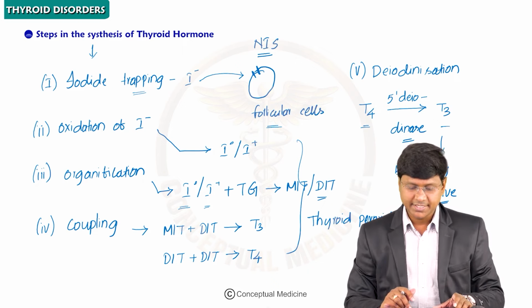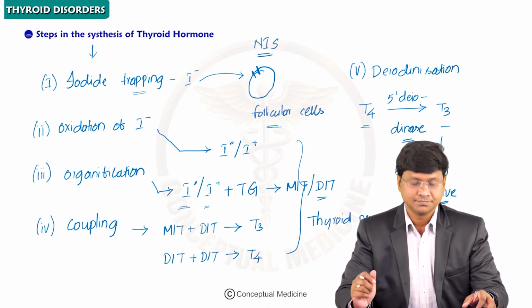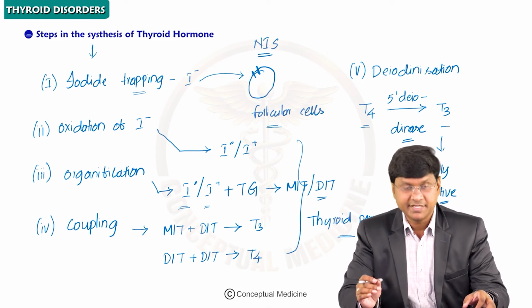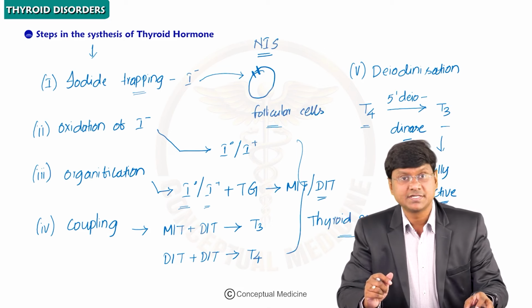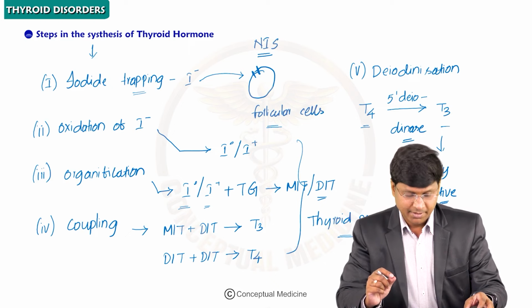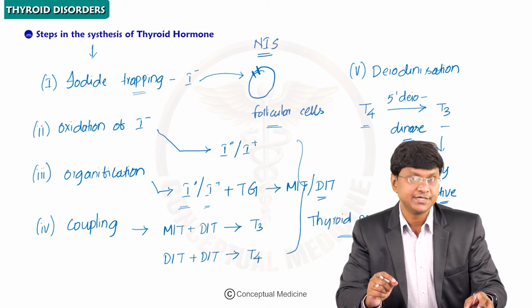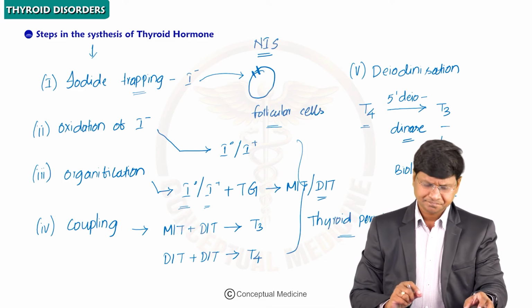Right, T3 is your biologically active form. So these are the steps in the synthesis of thyroid hormone, out of which thyroid peroxidase plays an important role in the major steps. Now after having discussed the steps in the synthesis of thyroid hormone, you should know about the thyroid stimulating hormone, what will happen to your thyroid stimulating hormone in hypo and hyperthyroidism, and what is the property of your serum binding proteins.